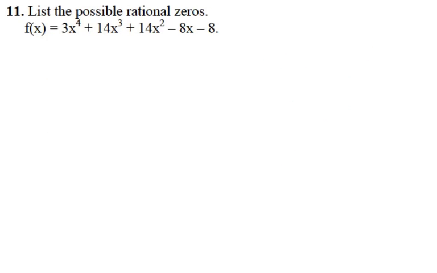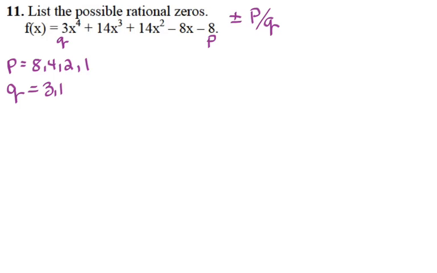Number 11, the possible rational zeros. That's when you're looking at the plus or minus p over q's. Usually the only mistake with this is people mixing up what p is and q is. So p is factors of your last, q's factors of your first. So I like to list them out first. So my factors of 8 are 8, 4, 2, and 1. And my factors of 3 are just 3 and 1.